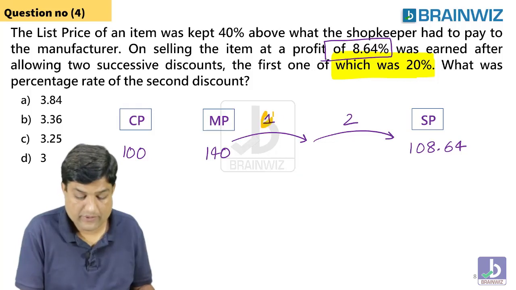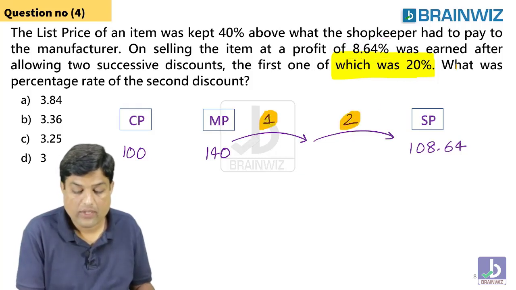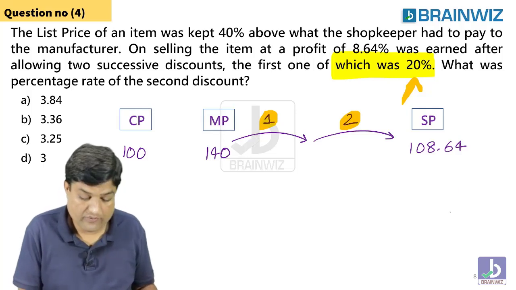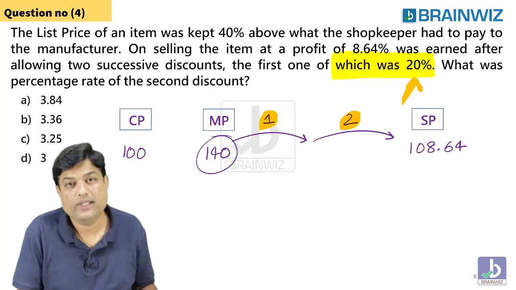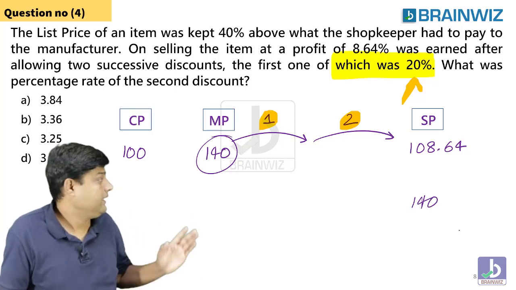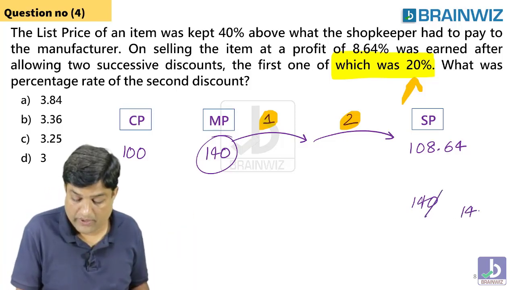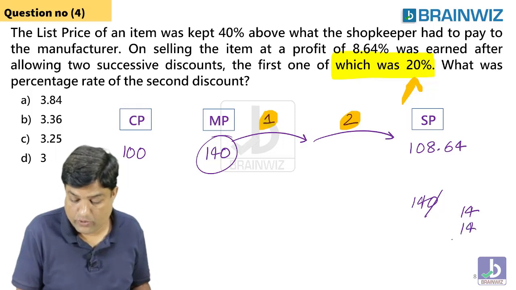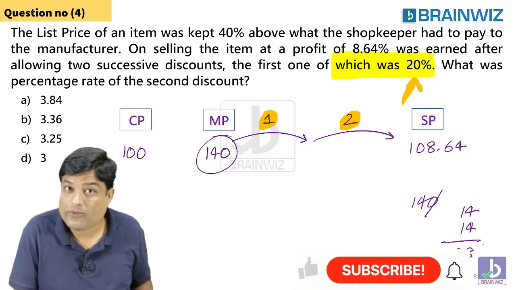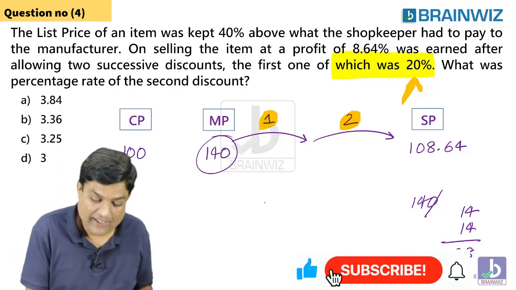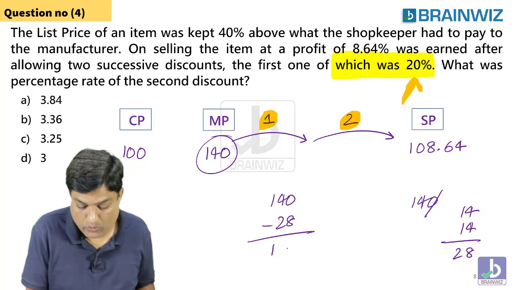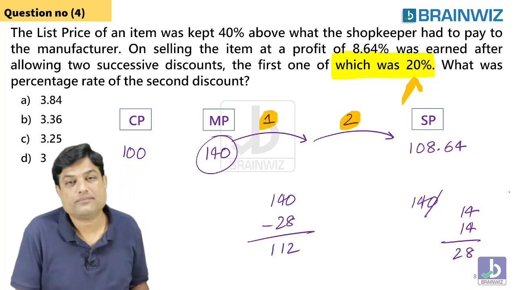He told you that the first discount is 20%. Let me give the 20% discount on 140. We have learned basic calculations: 10% of 140 is 14 rupees, and again 10% is 14 rupees, so 20% is 28 rupees. As that is the discount, 140 rupees minus 28 rupees is 112 rupees.